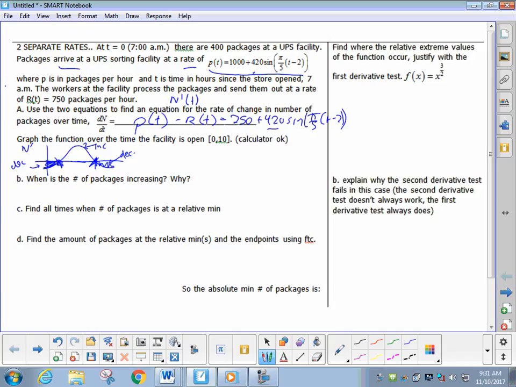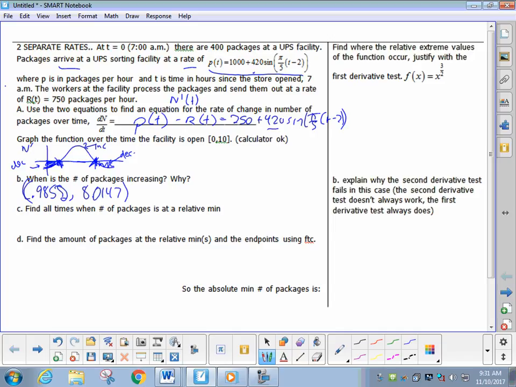0.9852 is this point. 0.9852, and so that's A, and 8.0147.